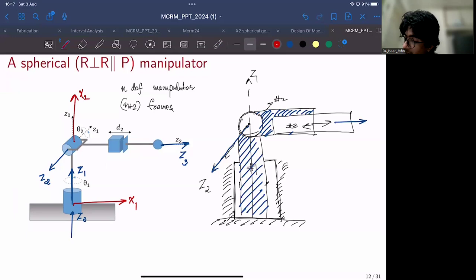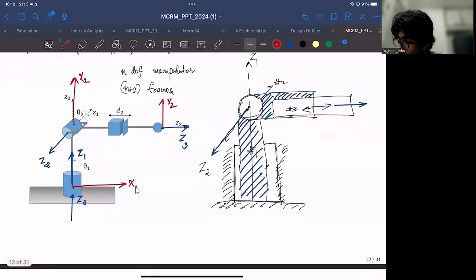And Z3 and Z2, X3, I can mark it like this for convenience because they are aligned. Makes our job easy. Now, how do we assign the DH parameters?